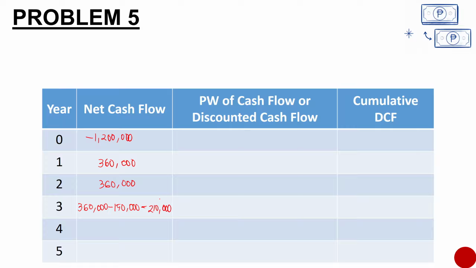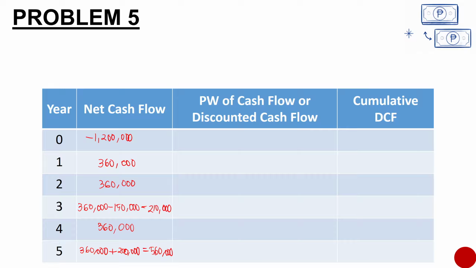So, at the end of year 3, our net cash flow is just 210,000 pesos. Still positive. At year 4, we have again a benefit of 360,000 pesos. And at year 5, we have our 360,000 pesos annual benefit. And we also have our salvage value worth 200,000 pesos. So our overall net cash flow at the end of its life is 560,000 pesos.